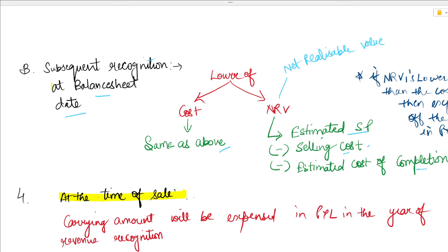Suppose your NRV is 50, but your cost is USD 80. You will recognize the lower of the two, that is 50. $30 is your loss, and you will not recognize it in the inventory. At the balance sheet date, you have to put this in P&L, and you can recognize your inventory at rupees 50 only.